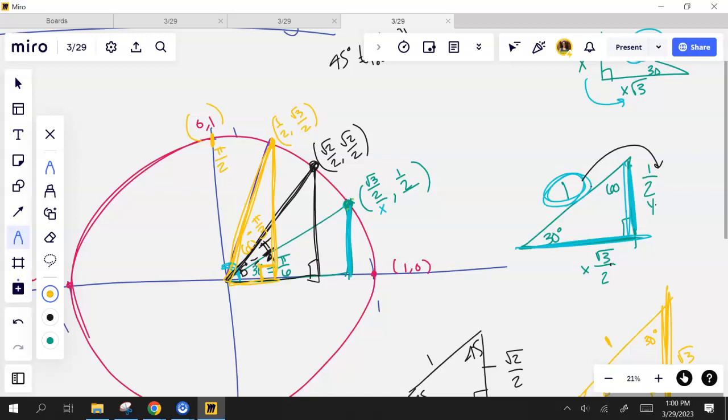Take out your calculator. Put it in, make sure it's in degrees first. And I want you to hit sine 30.